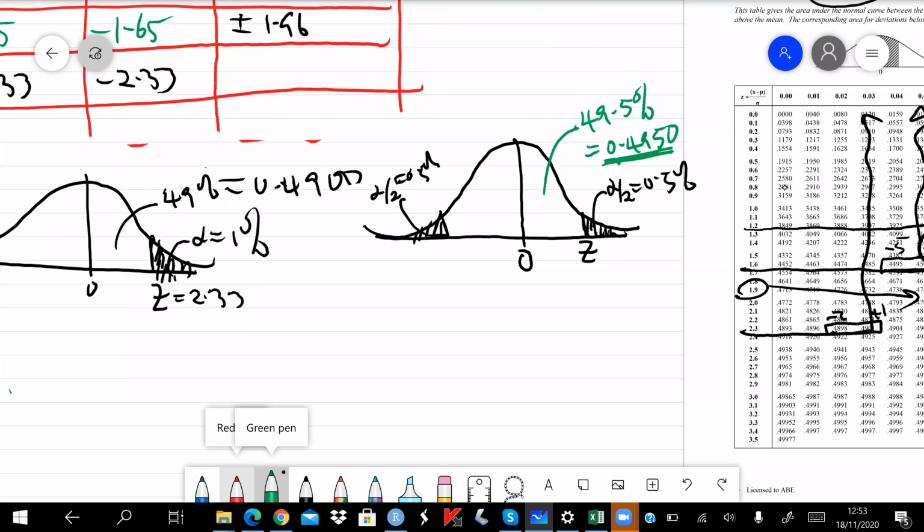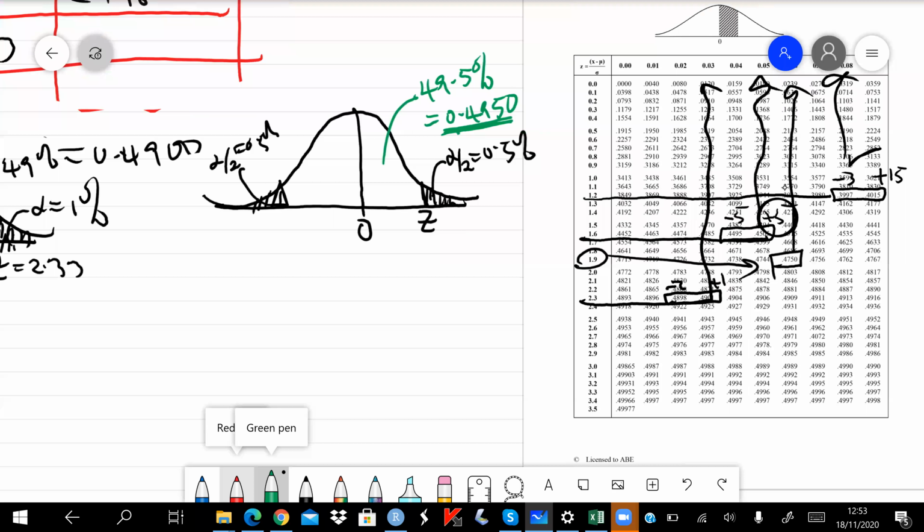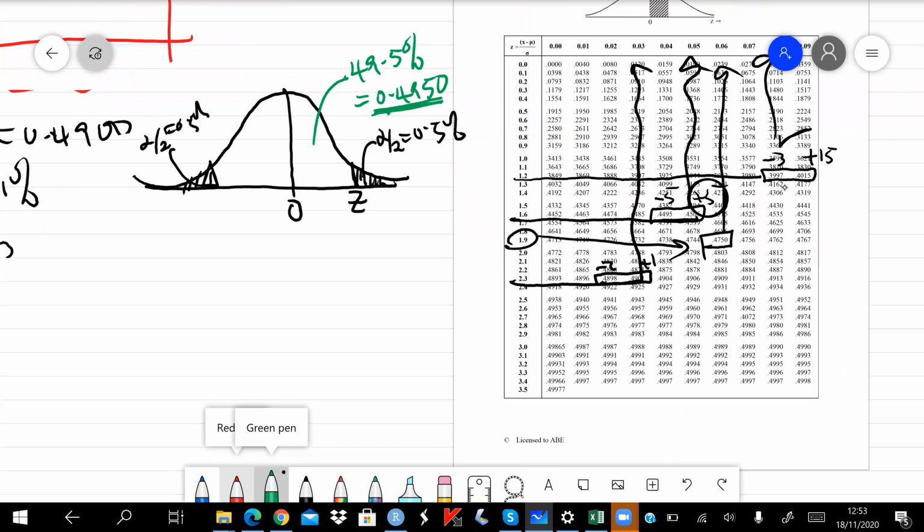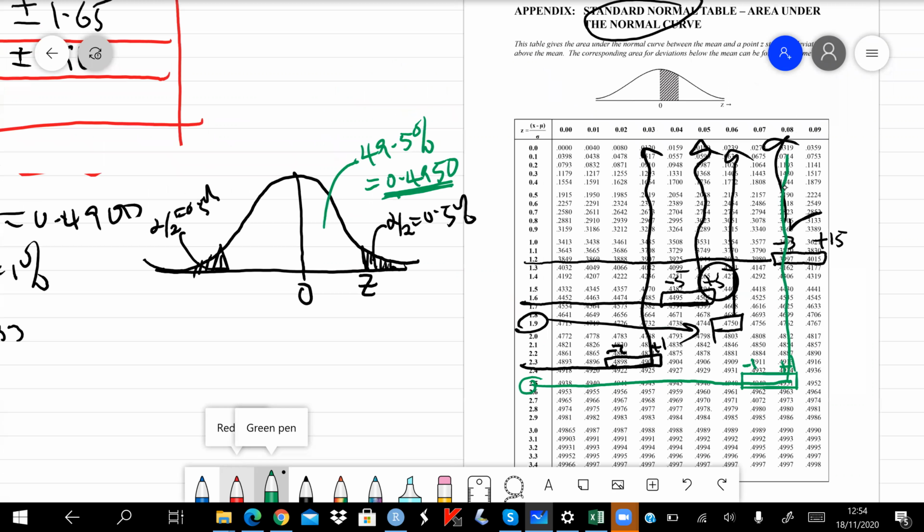So 0.4950. What's the nearest value here? So the value must be here, 0.4949 and 0.4951. So this point is 1 unit less. This one is 1 unit above. And as we've done in the other examples, we pick the one that is nearest. So if they're equally likely, we pick the one that is above. Then, so this is 2.58.